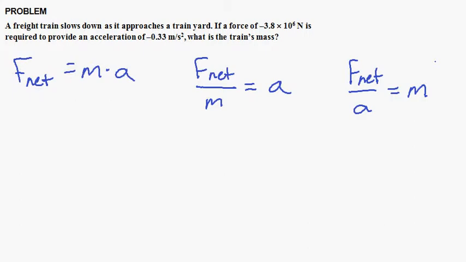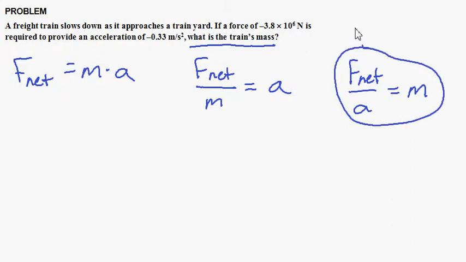So now that we have the equations that we can potentially work with, we should look at what we're asked for. In this case, it is the train's mass. Because of that, we should be looking for the equation that is solved for the mass. In other words, where mass is found alone on one side of the equation. The one that does this is this equation, the one on the right. And so that's the one that's going to be the best for us to work with in this problem.